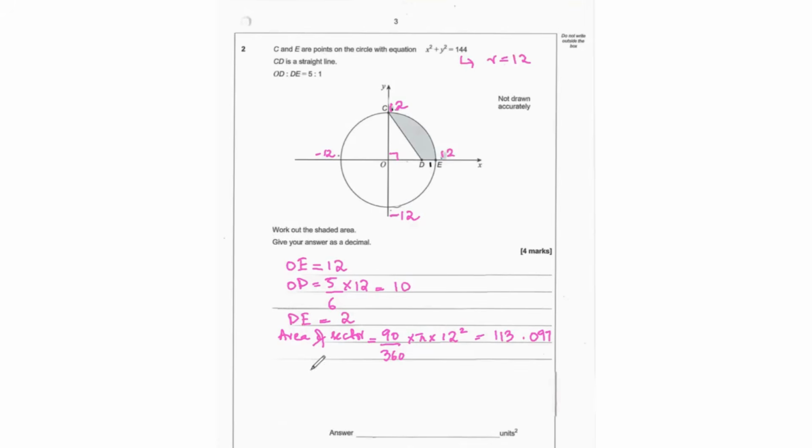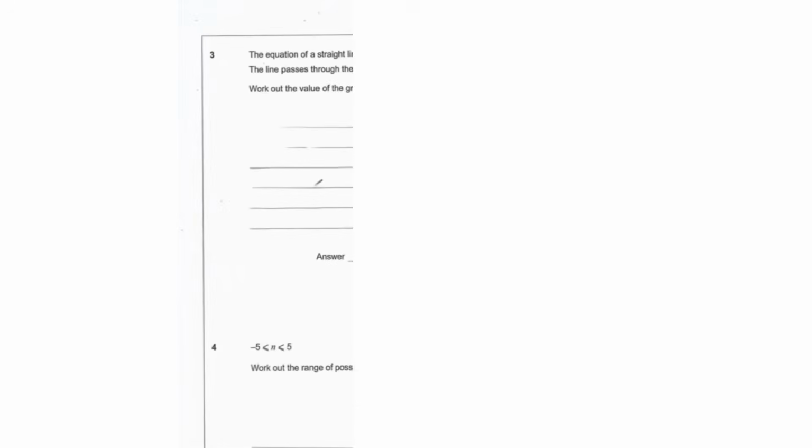113.097. Now, the area of the triangle is going to be 1 over 2 times the base, which is OD, that's 10, times the height, which is 12. That's going to give us 60. So the shaded area is going to be the difference of 113.097 minus 60, which is going to give us 53.097.